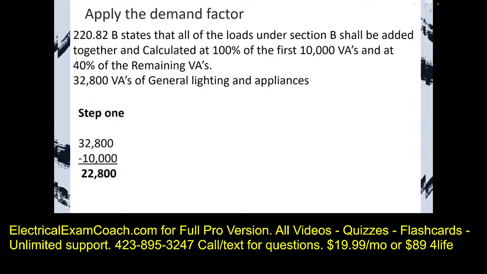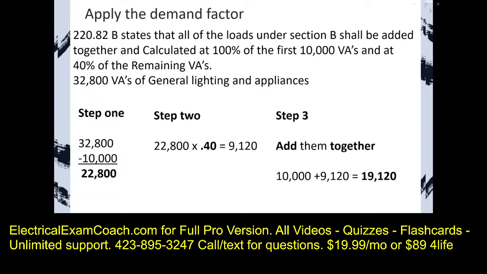Step 1, we're going to take 10,000 and set it to the side. Then we take that remainder at 40%. Then we can't forget to add back the 10,000, and we end up with 19,120. It's that simple. Then all we have to do from there is calculate the heating and cooling, like we're getting ready to learn. We're going to choose the larger of the two, and then we total those two numbers together, and that's our whole home load calc.